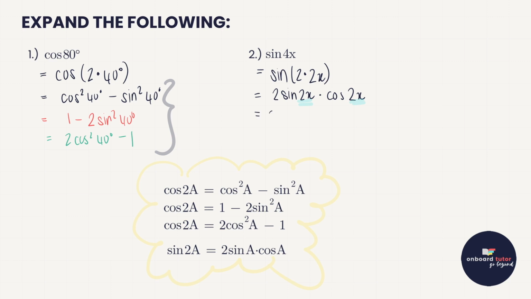So we're going to take the 2 that was already there, and then we're going to re-expand the sine. So now instead of 2x, it's just going to be x, right? Because we're doing the double angle. So it's going to be sine x cos x. And then we have to do the next one, cos 2x. And let's say that's going to be cos squared x minus sine squared x.